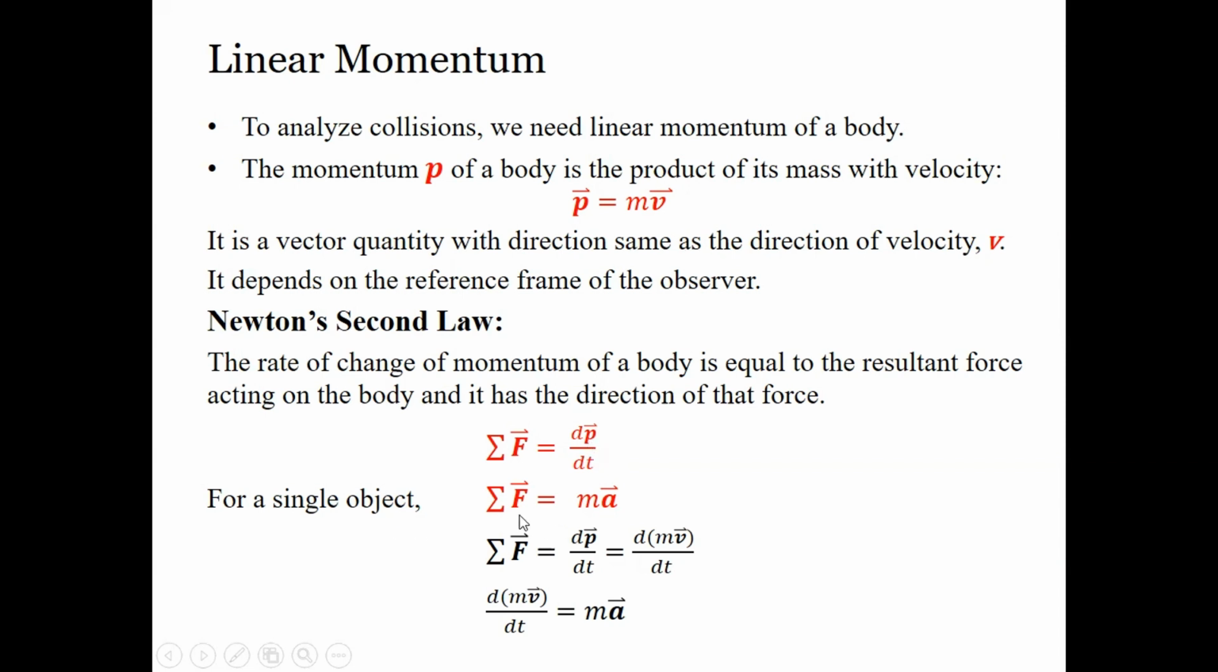For a single object, we know very well that the net force is equal to mass times acceleration, and the acceleration is the rate of change of velocity. So dp over dt is the rate of change of mass times velocity. And if the mass is constant, then we can take it out, and this is mass times acceleration. Therefore, dp over dt, the rate of change of momentum, is equivalent to mass times acceleration, the net force.